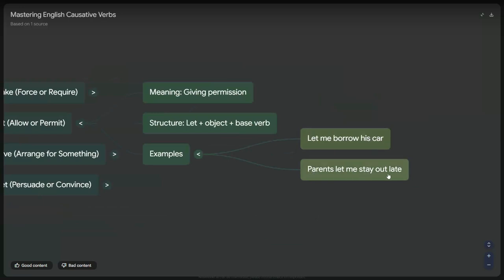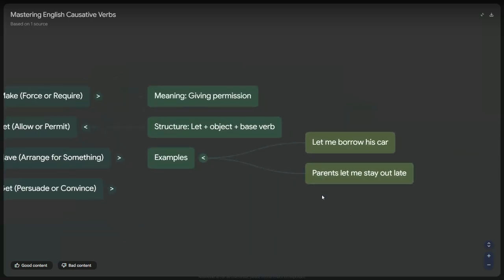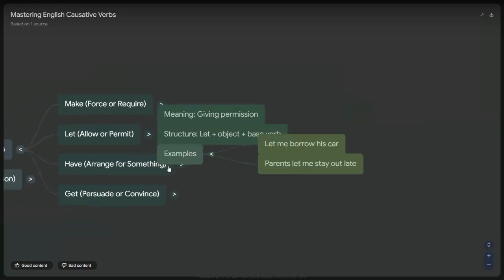Parents let me stay out late. Okay, my parents let me, here "my" is missing. Today the mind map is not made well, I guess. My parents let me stay out late. So here again, let means giving permission.